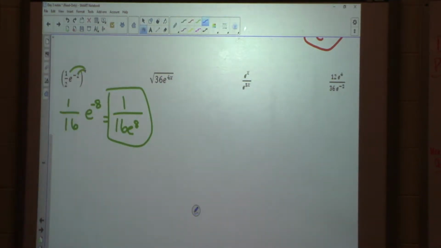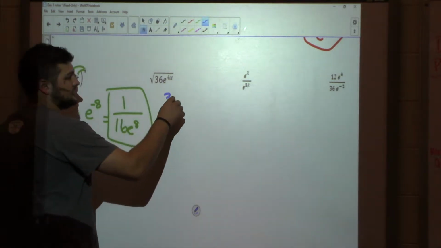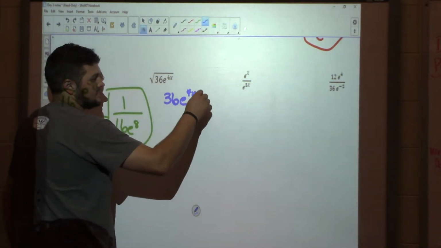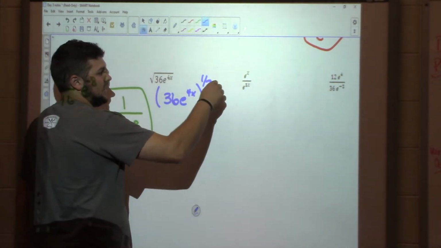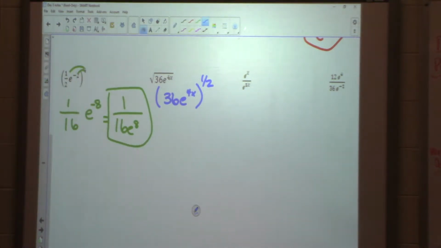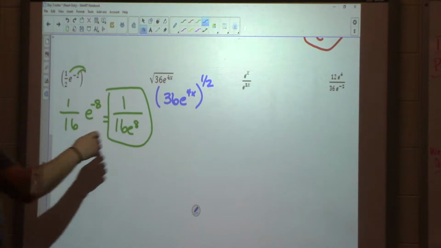How should we do the next one? Square root of 36 e to the 4x. You could square root it, but do you know what the square root of e to the 4x is? No. How else can we write a radical? As an exponent, right? The square root is the same as 36 e to the 4x raised to the 1/2 power. Right, so if I rewrite it as an exponent, then I can distribute it.